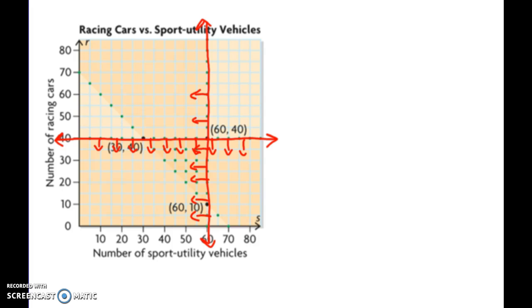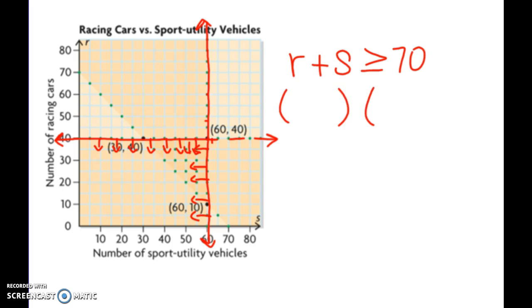And since we have to be less than 40 here, but less than 60 here, we're not going to be including this area here or this area here. Okay, so you can see our shape starting to form. And then our last equation was that the race cars and the sport utilities had to be greater than or equal to 70. Okay, so we need to create a line from this. So if I did my x and y intercepts, if x was 0, my y would be what? And if my y was 0, my x would be what?